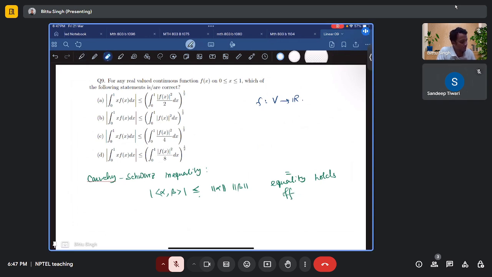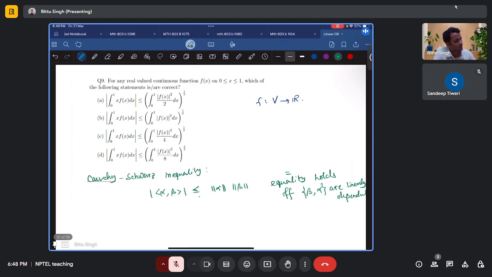Or alpha can be some c times beta. So if beta and alpha are linearly dependent. Okay, so just apply.